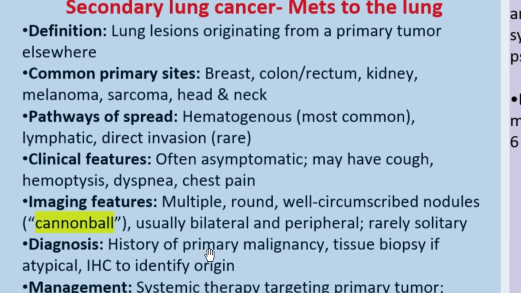Then the diagnosis is going to be history of a primary malignancy. Maybe someone tells you I had breast cancer, I had a melanoma or a colon cancer, and now they are presenting with these cannonballs. Then you can tell. And then when you do histology, you're going to identify that the tissue may resemble the tissue of origin.